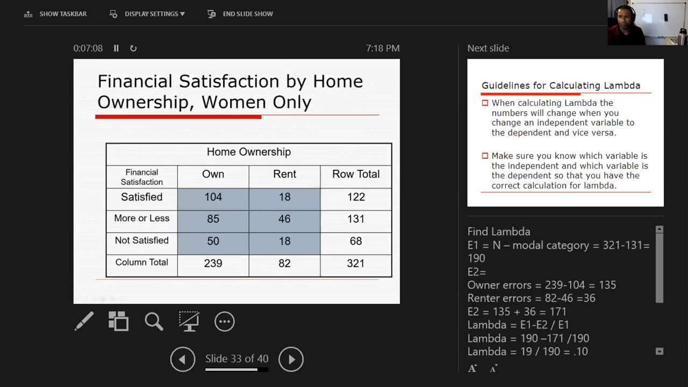Now, do y'all think that y'all can calculate lambda using this data? Does anybody here think that they can pull this one off? Why don't y'all go ahead and try to calculate lambda right now? Same thing: find E1, find E2, plug it into E1 minus E2 divided by E1, and then you get your lambda.